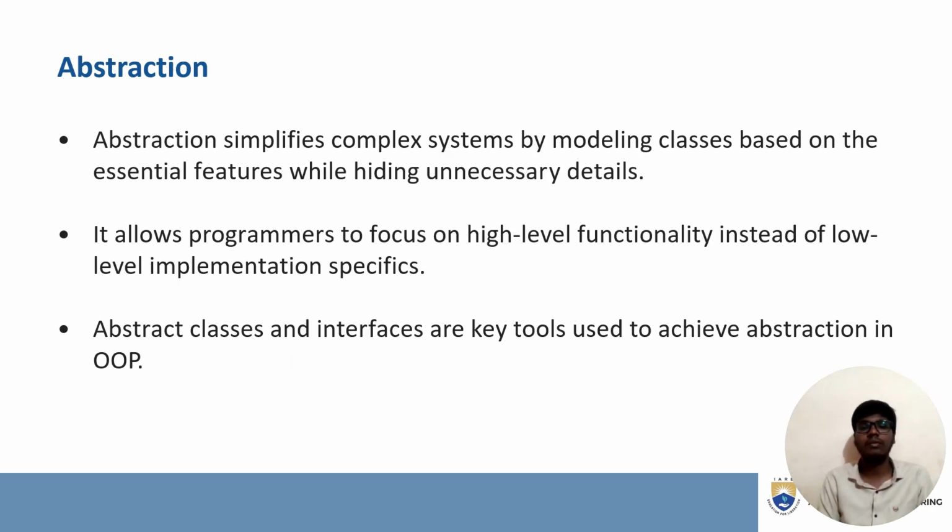Abstraction. Abstraction simplifies complex systems by modeling classes based on essential features while hiding unnecessary details. Abstraction simplifies complex code into simple code by using modeling classes based on essential features. While hiding the unnecessary details, it shows only the necessary and relevant details to the user and hides all the unnecessary details.